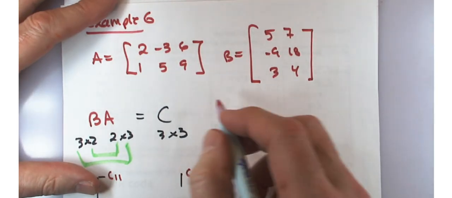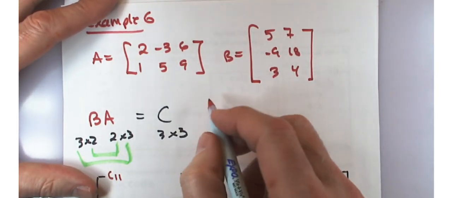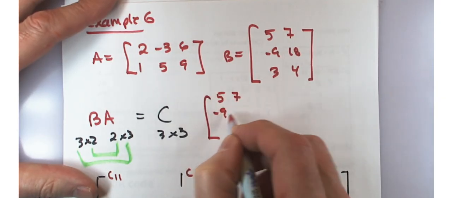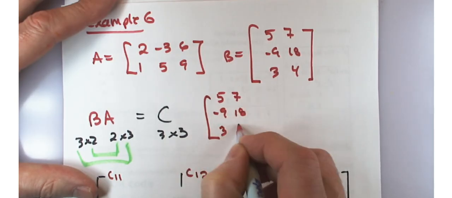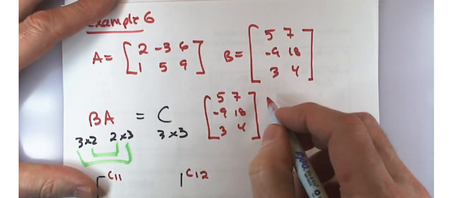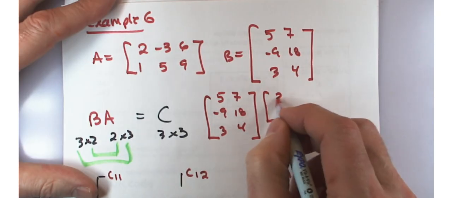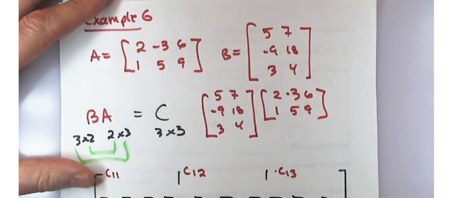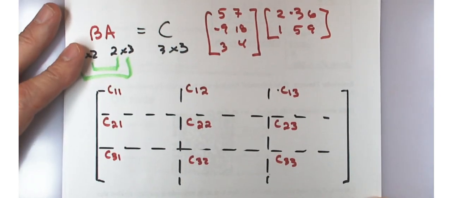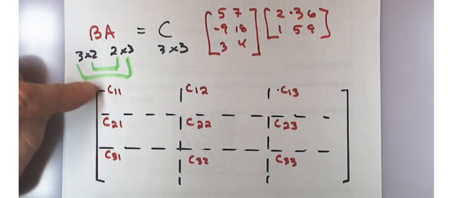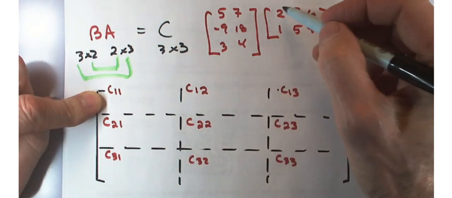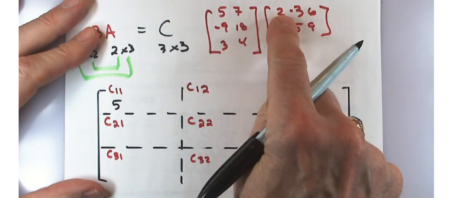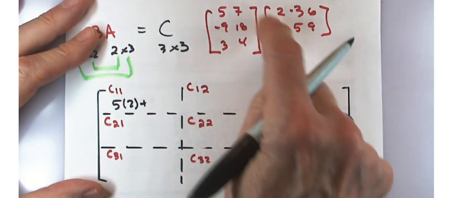Now, I'm going to reorder these things just so that I have a little easier time looking at them. So it's going to be 5, 7, -9, 18, 3, and 4, multiplied by 2, -3, 6, 1, 5, and 9. C11 is going to be the first row here times the first column here. So it's going to be 5 times 2 plus 7 times 1.